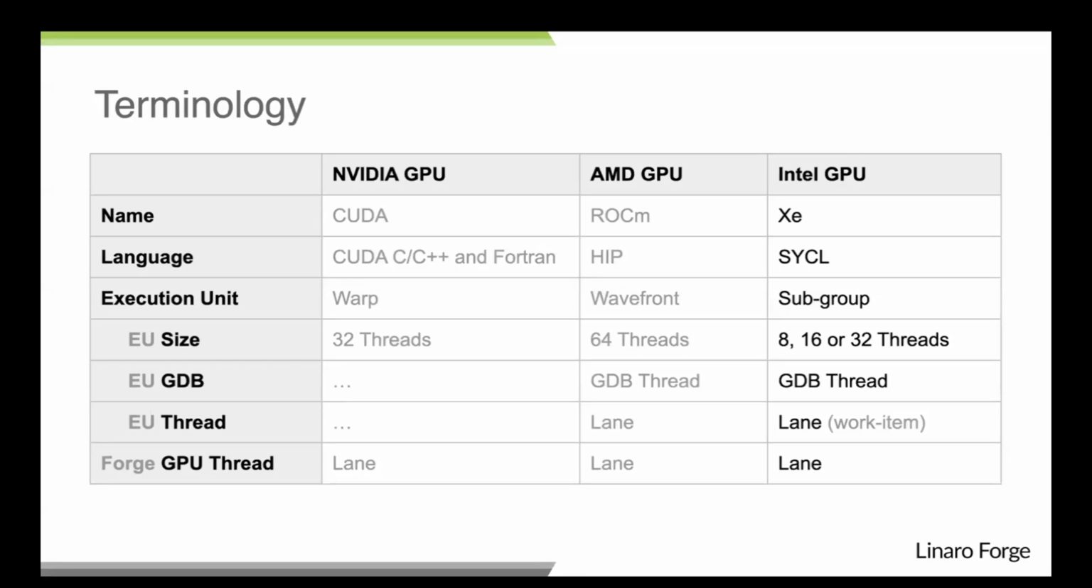Then on the thread side as well, they're called lanes with AMD GPUs and NVIDIA GPUs as well. And Intel GPUs call them lanes or work items. Okay, so when I talk about subgroups and lockstep or lanes, I'm kind of talking about the Intel GPU side of things.